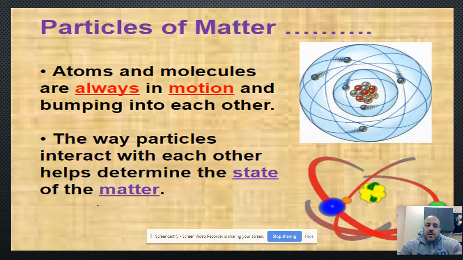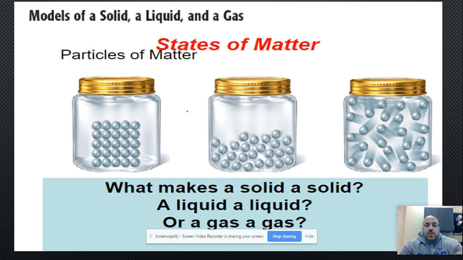And those little atoms and molecules are always moving. They're always moving and bumping into each other. The way that the particles move and interact helps determine if it's a solid, liquid, or gas, which we're going to show you in pictures and words coming up. So, what makes something a solid, liquid, or gas? You know what one is, you know the difference, but what actually determines what an object is? I'm going to mention it here as a preview, but we'll talk about each.